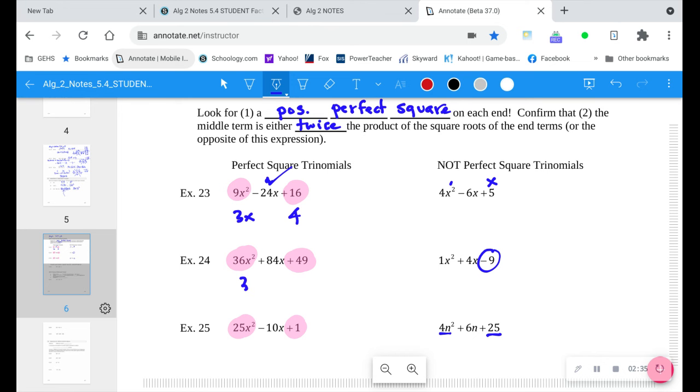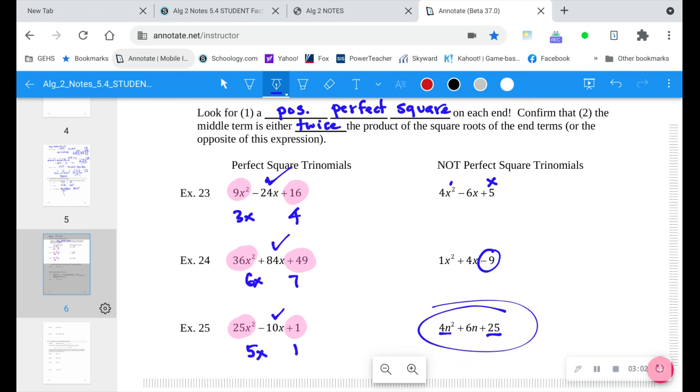This is 6x. Oops, let me write it correctly. 6x, and this would be 7 times 7, the 49. Multiply, you get 42. Double that, you get 84. So that one's good. This would be 5x. This last one is 1 times 1. When you multiply them, you get 5x. And double it, you get 10x. We can have either the exact value, 10x, or the opposite of that.